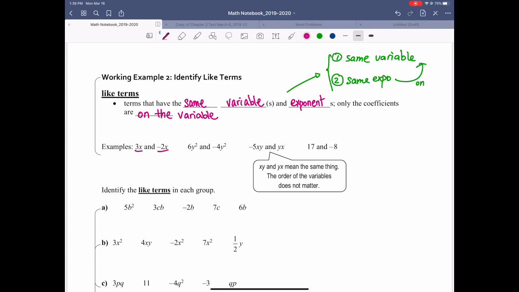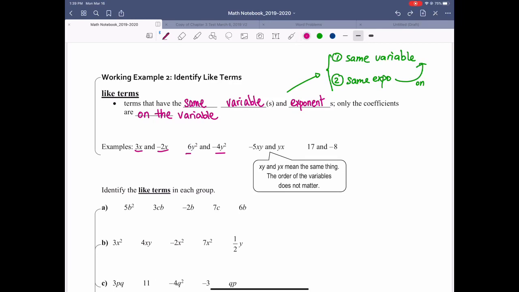These two here, are they like terms? Yes, because they have the same variable, x and x. They have the same exponent on the variable, which is both 1, okay? In this case, they're like terms because they are both y, and then they have exponent 2 and exponent 2.